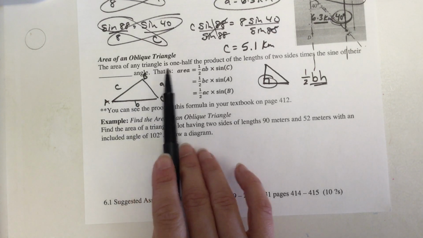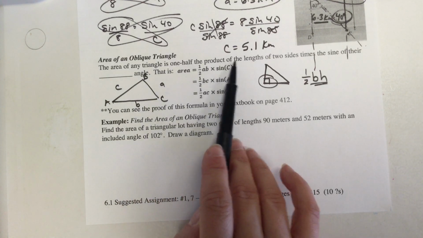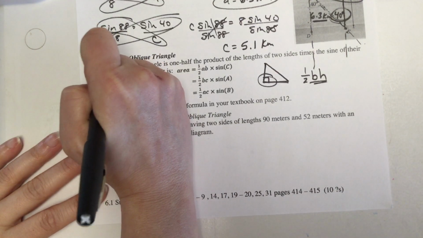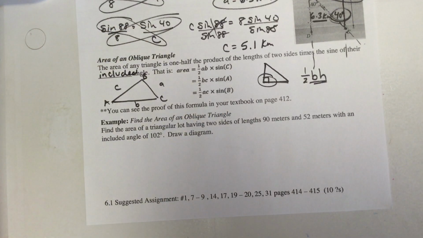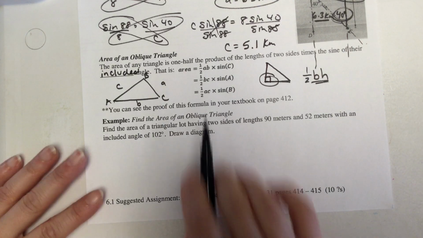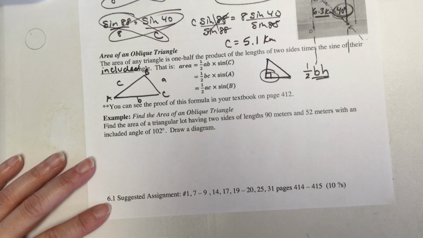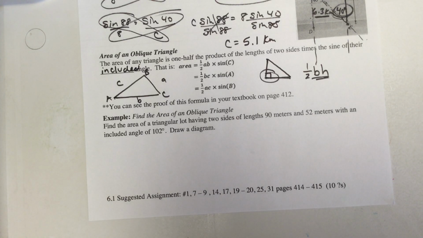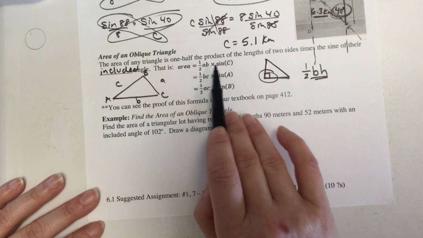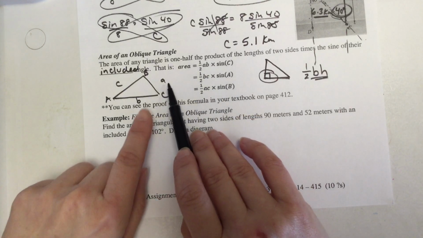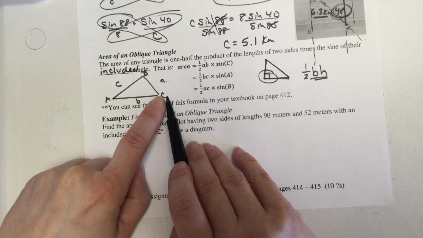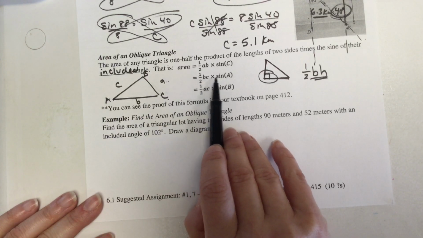It says the area of any triangle is 1/2 the product of the lengths of two sides times the sine of their included angle. What that means is if you know two sides and the angle in between, you can use a formula and find the area even though you don't know the base and the height. So here are your options: 1/2 times AB times the sine of C. If you know side A and side B, the angle in between is C, so it's the sine of C. Or 1/2 BC times the sine of A.